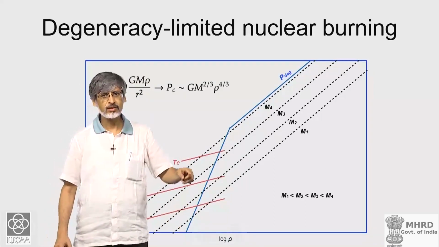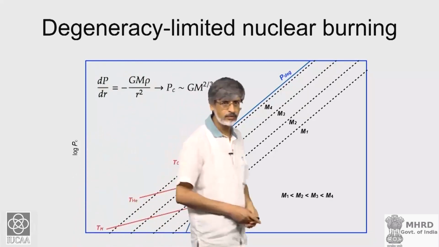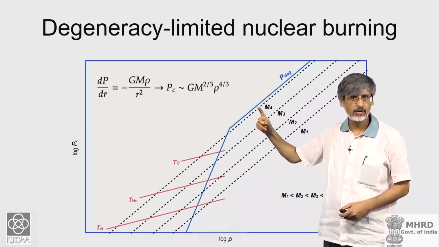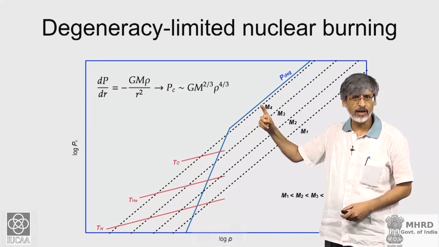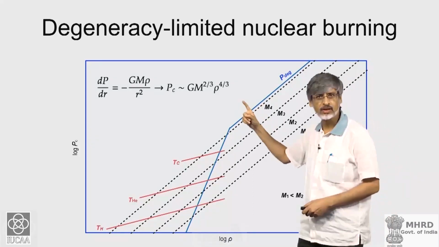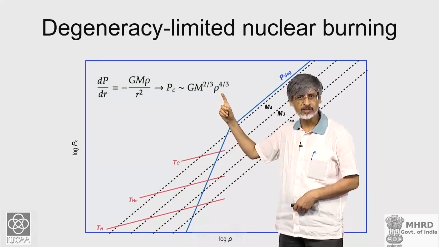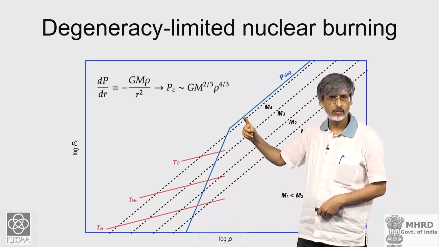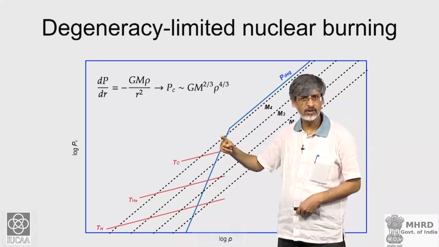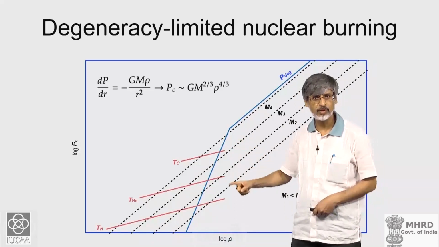So, this sloping line has a slope at this point parallel to these sloping dashed lines, which give you the pressure balance condition for equilibrium. But below that, this line has a slope which is steeper than these pressure balance conditions.